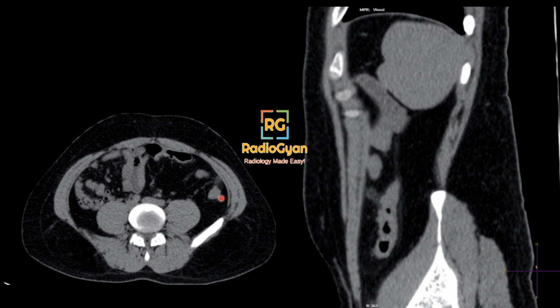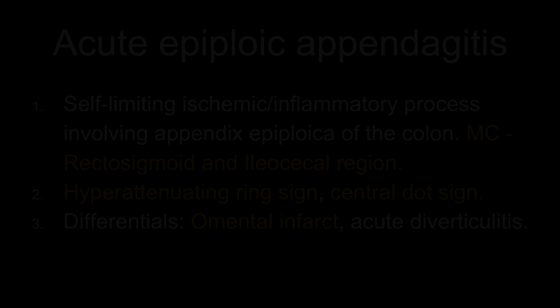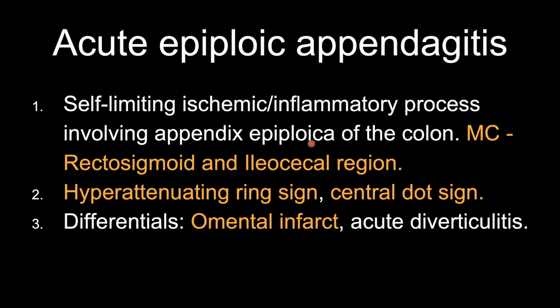So what we see here is a small fat density area adjacent to the descending colon, and this was the cause of the patient's symptoms. So in case you have not got it, this is acute epiploic appendicitis. This is a self-limiting inflammatory or ischemic process involving the appendices epiploicae of the colon. These are fatty tissues which are seen in close proximity of the colon, and because the rectosigmoid and the ileocecal junction have these in abundance, we commonly see acute epiploic appendicitis in this region.